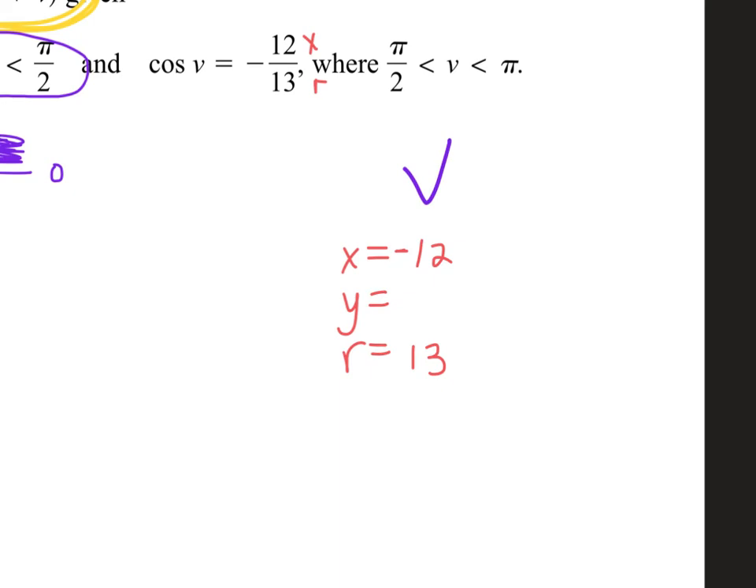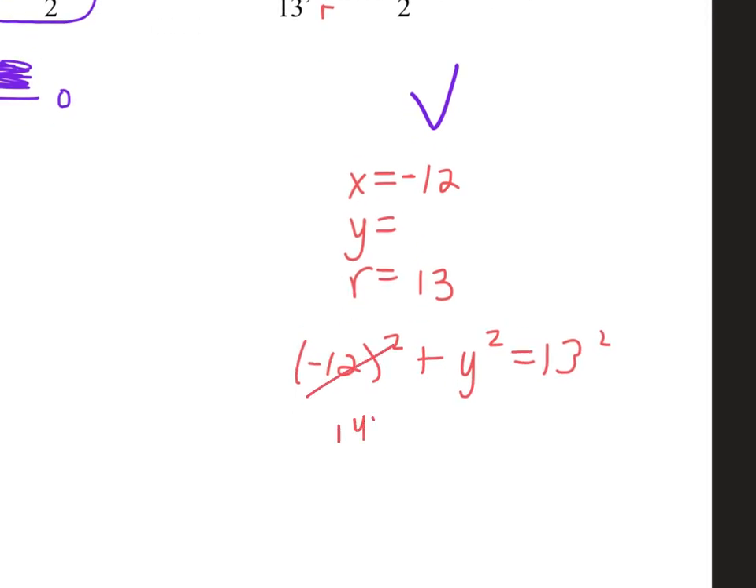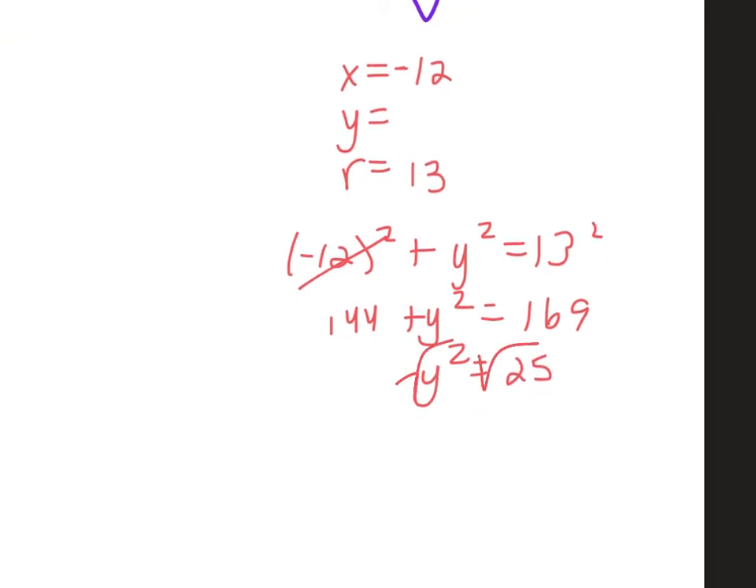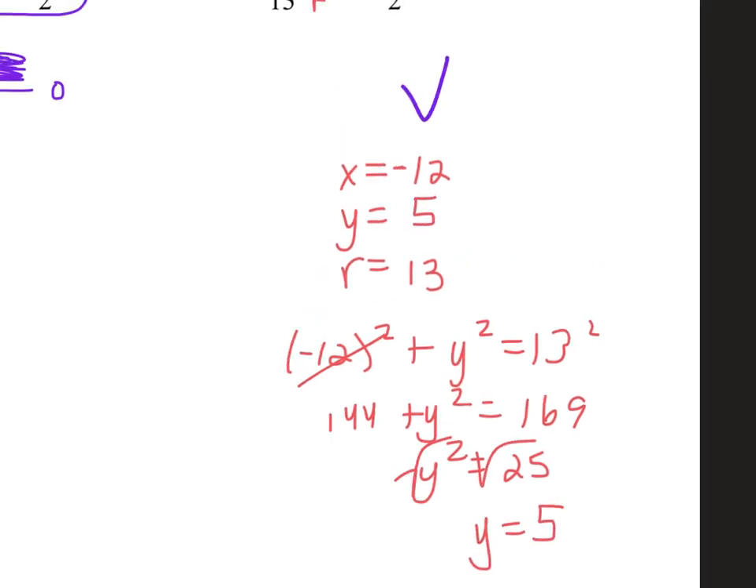So let's find the missing value. I have negative 12 squared plus y squared equals 13 squared. 144 plus y squared equals 169. If I take 169 minus 144, what do I get? 25. Take the square root, and y equals what? 5.